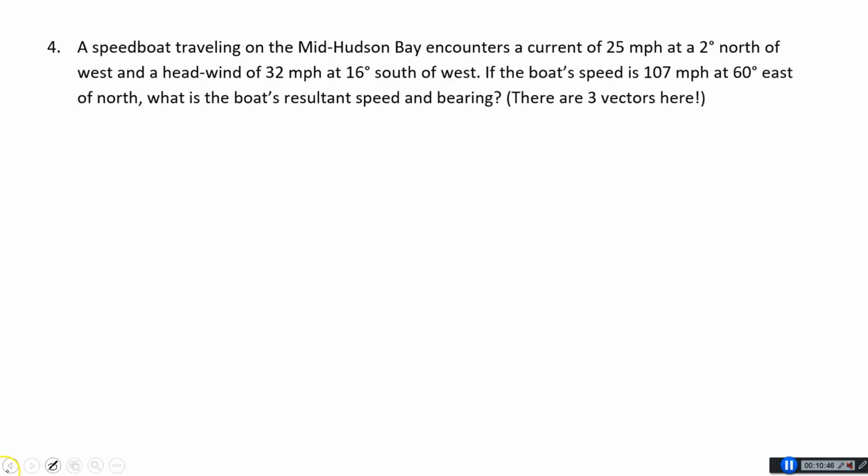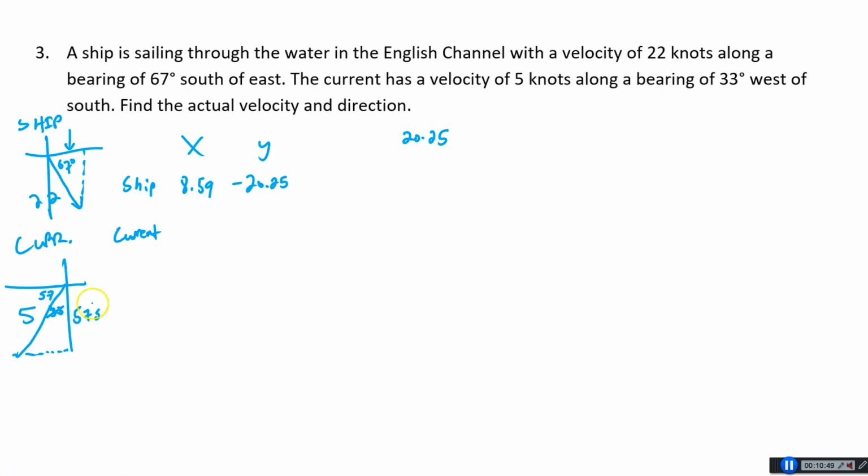So we're going to do 5 sine of 57. And here we're going to do 5 cosine of 57 to find those coordinates, because really we're doing this component up here, right? It's adjacent. So if you do 5 cosine of 57, that'll give you the x coordinate, gives you negative 2.72.